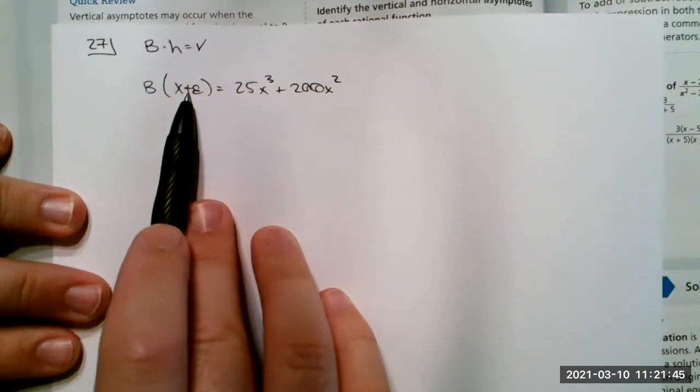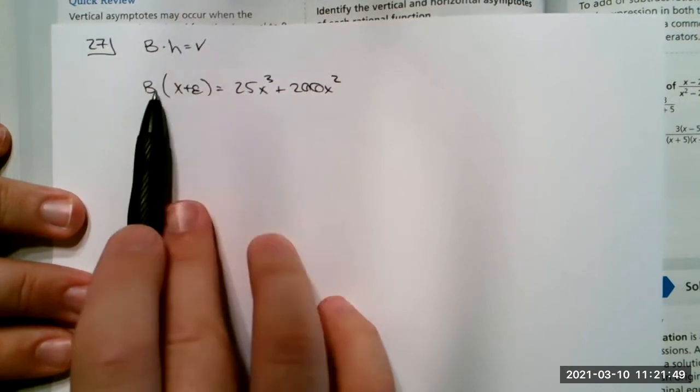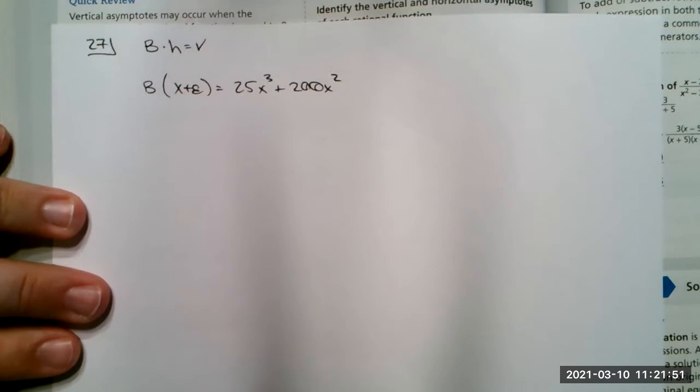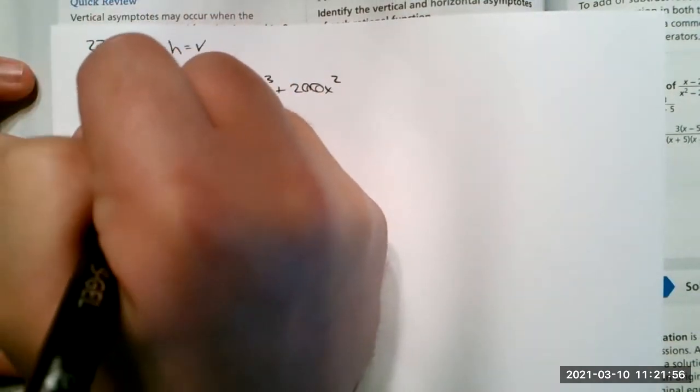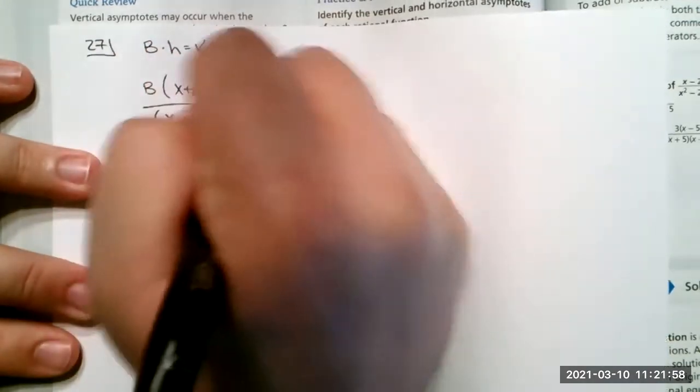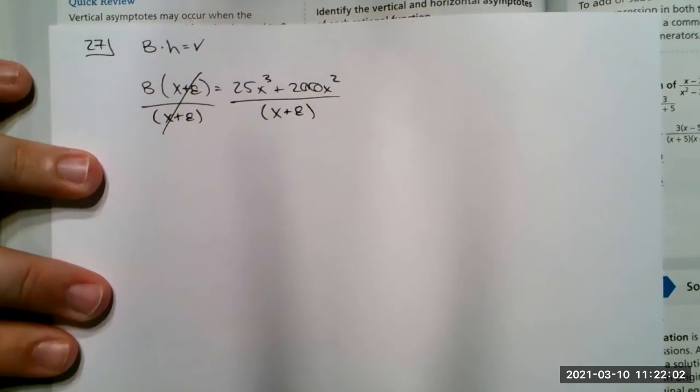All I did was replace what I knew. My problem told me the height, it told me the volume. Now we just have to solve for the area of the base. So this is base times height, and what I can do is move that x plus 8 to the other side by dividing both sides by it. So now I have base equals this.